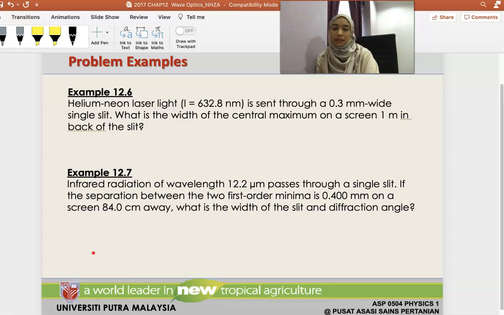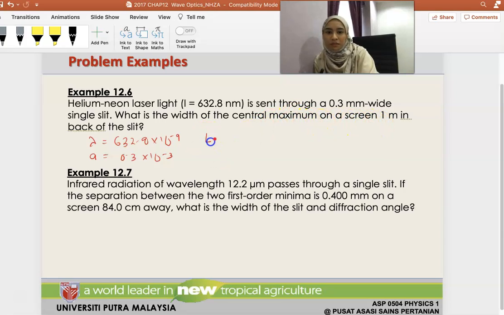Example 12.6: a helium neon laser light with lambda 632.8 times 10 to the minus 9 is sent through a 0.3 millimeter wide slit. So that is times 10 to the minus 3. What is the width of the central maximum on a screen 1 meter in the back of the slit? So the L is 1 meter. And we want to find the width of the central maximum.